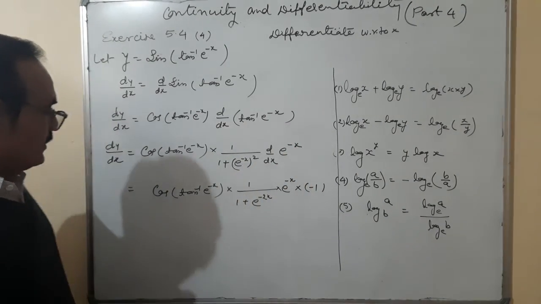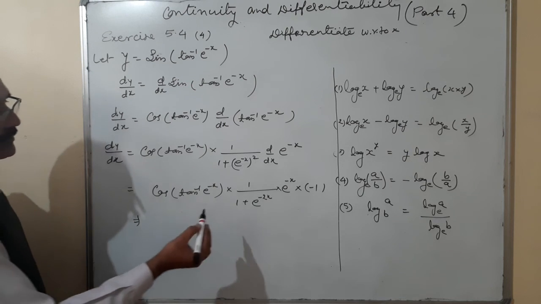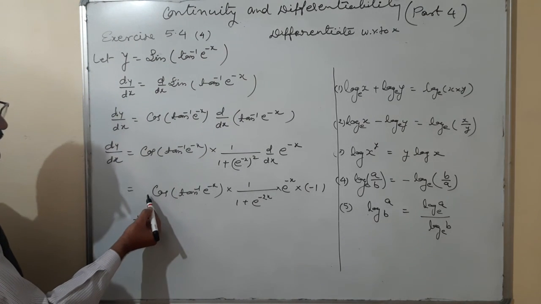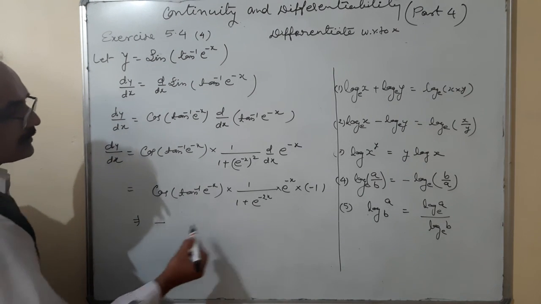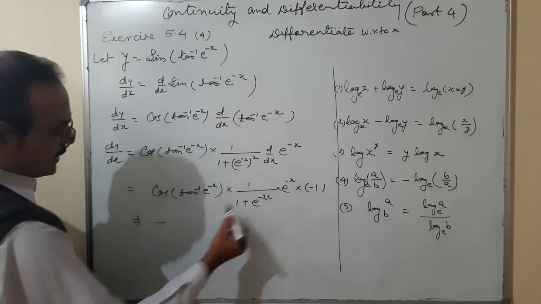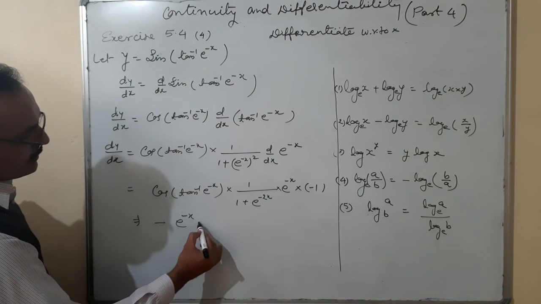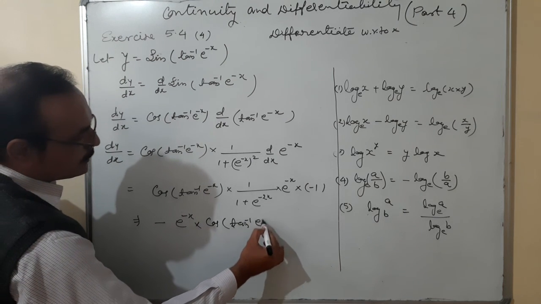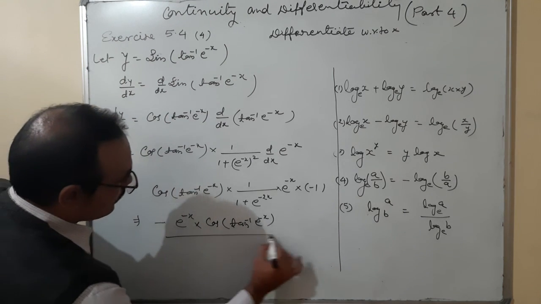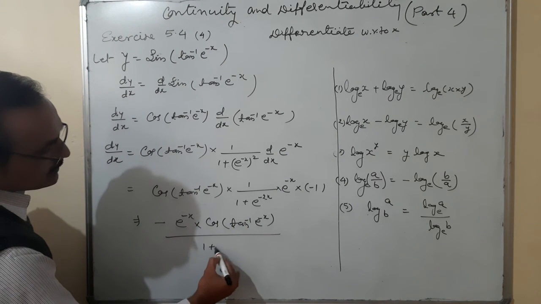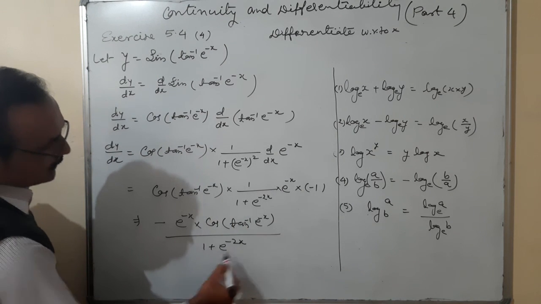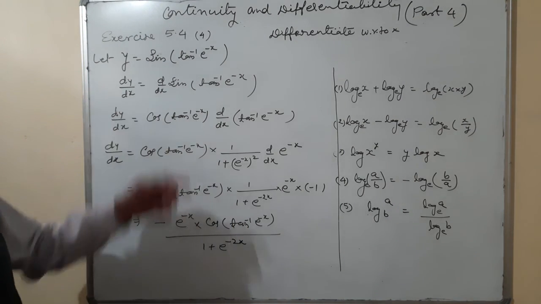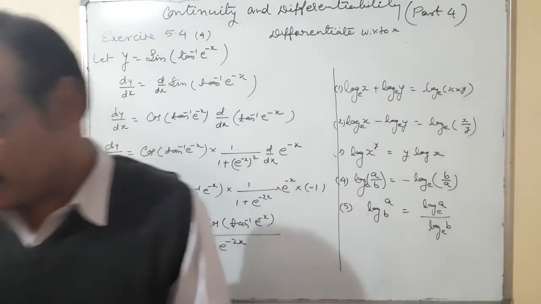Okay. So now we're collecting all the terms. The minus sign is here finally, so minus will be written outside. On the numerator you can see the terms are e to the power minus x multiplied by cos tan inverse e to the power minus x upon 1 plus e to the power minus 2x. This is the differentiation of sin tan inverse e to the power minus x.